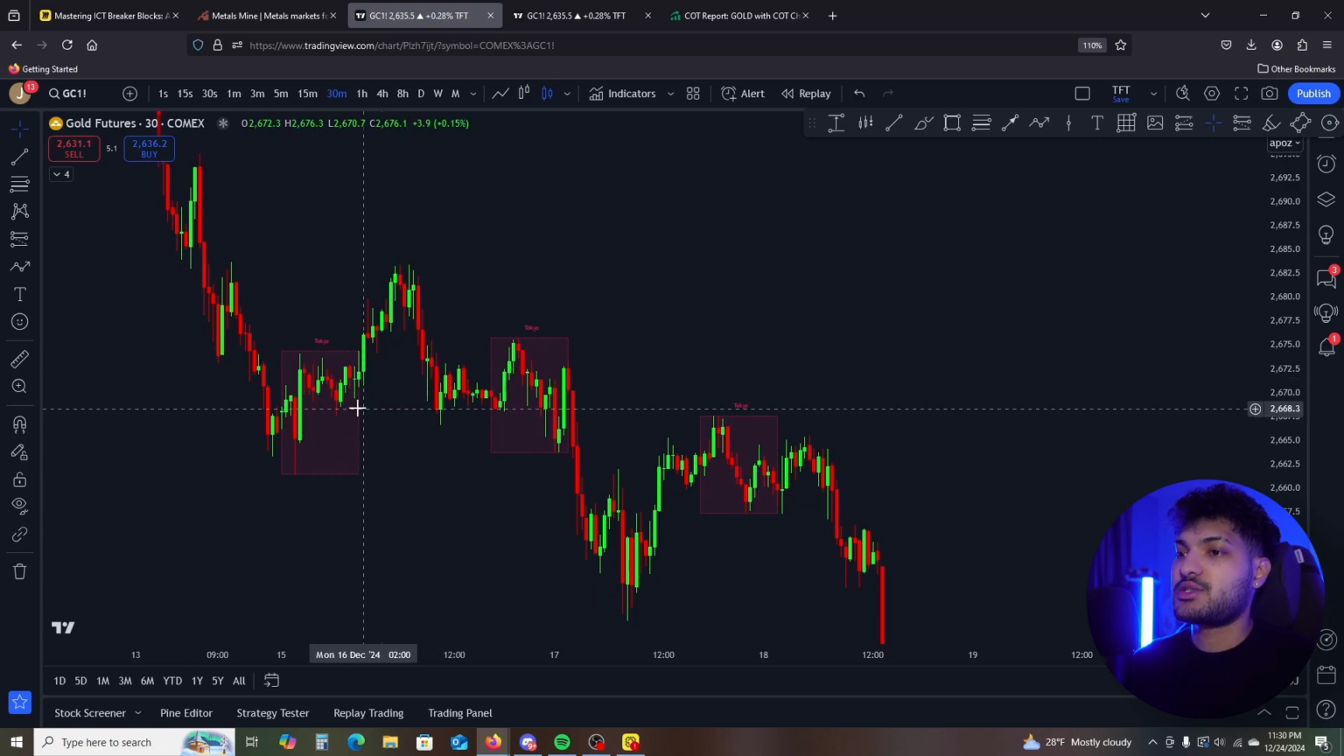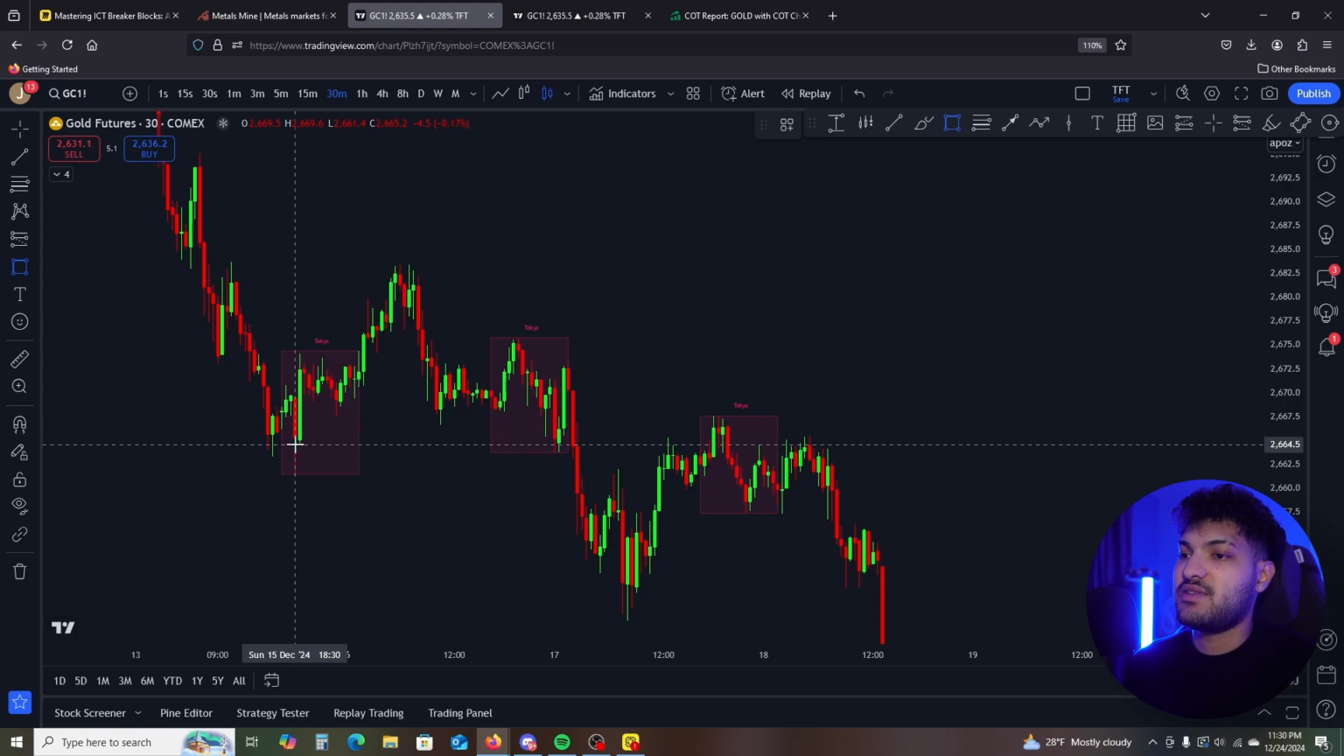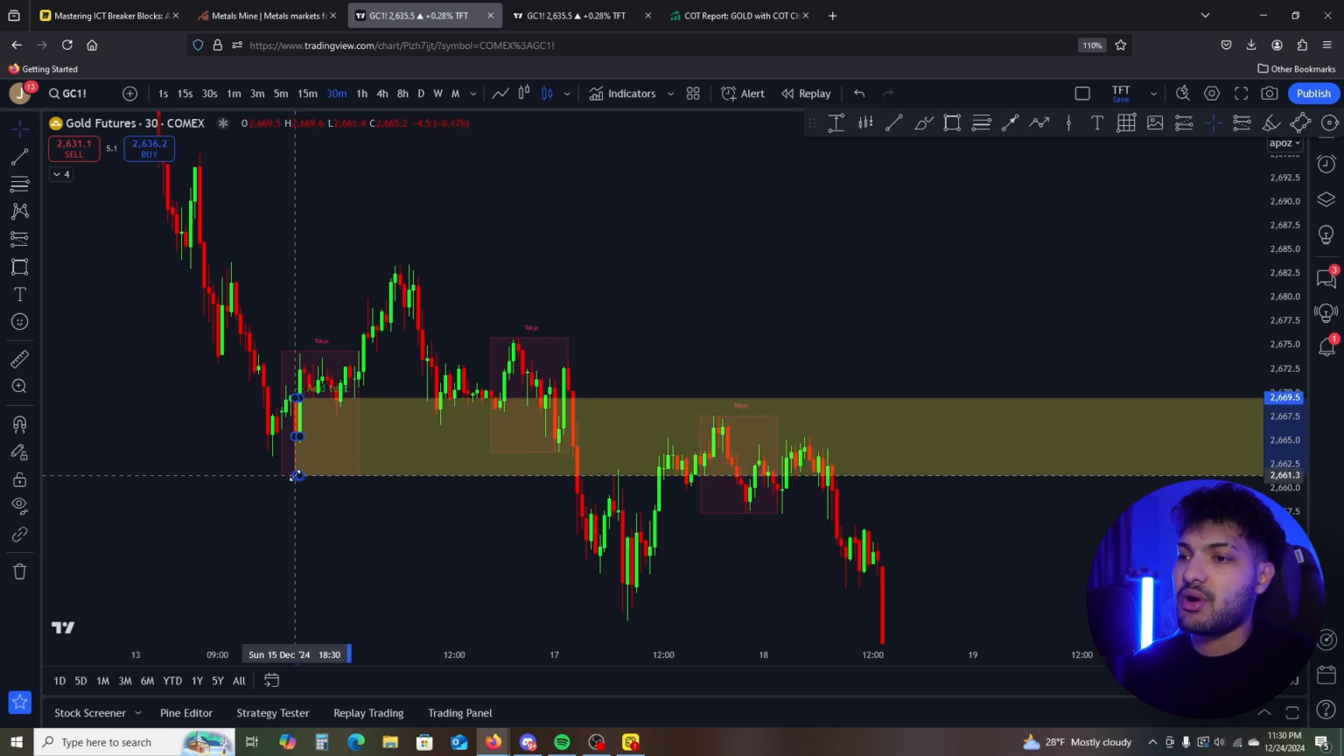So let's say the market's turning down, we change character to the upside a little bit on the lower time frame. This is a corrective leg, but in reality, this area is going to be our breaker block. Okay, now it's up to you as well if you want to use just the candle body or the candle wick, but this is going to be our bullish order block.